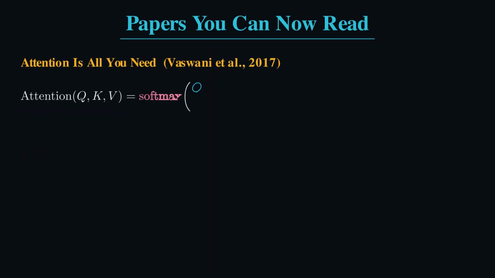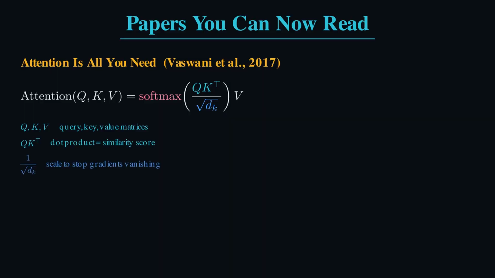Paper 2. Attention is All You Need by Vaswani and team, 2017. This paper invented the transformer, the architecture behind GPT, Gemini, and every large language model. Its core formula is this. Q, K, and V are 3 matrices, query, key, and value. QK transpose is just a dot product, computing a similarity score.